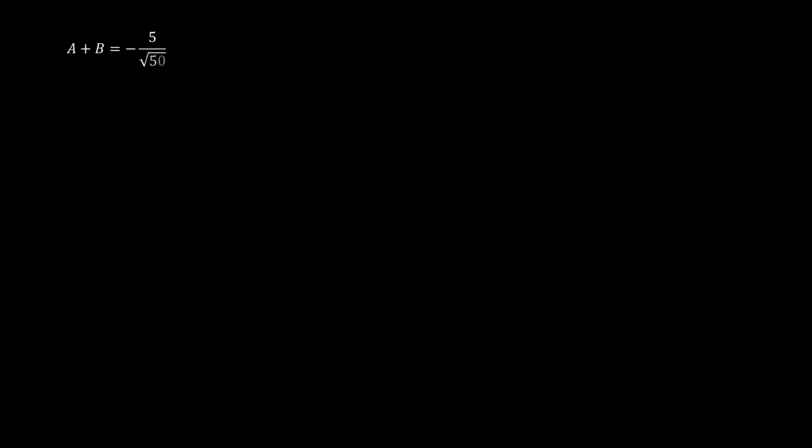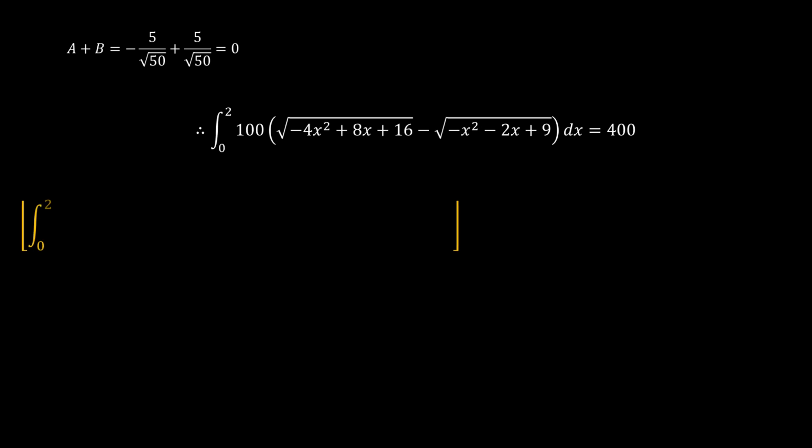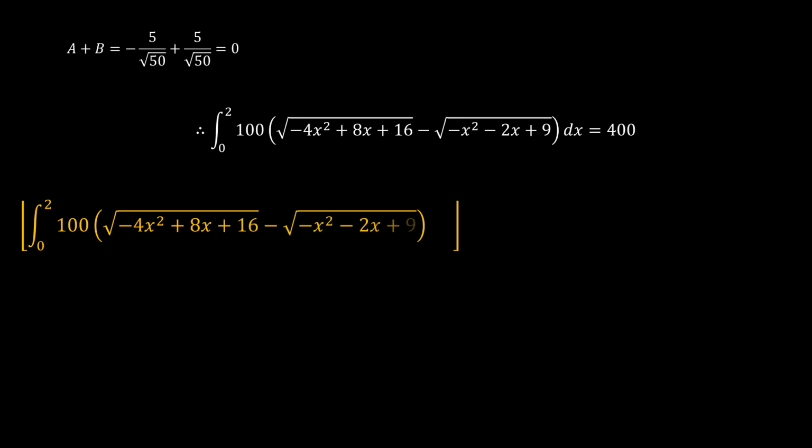Therefore, A plus B is equal to negative 5 over root 50 plus 5 over root 50, which is 0. That means our integral is just equal to that first constant, 400. Therefore, the floor function of that integral, since a floor function means the integer lower than a number, but if the number itself is an integer it remains that same number. So 400 remains an integer, which means 400 is going to be our answer.